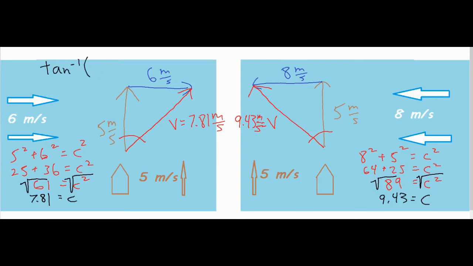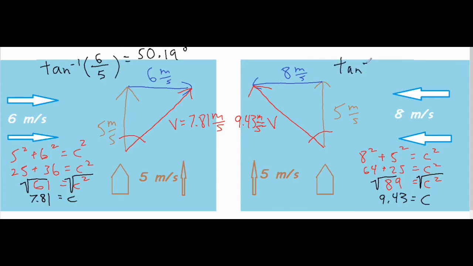Tangent is TOA for SOHCAHTOA. So I'm going to take the opposite over the adjacent. The opposite of this angle is 6, and the adjacent, the one right next to it, is 5. This one is the hypotenuse because it's the longest side of the triangle, opposite the 90-degree angle. If you take the inverse tangent of 6 over 5, you get 50.19 degrees.